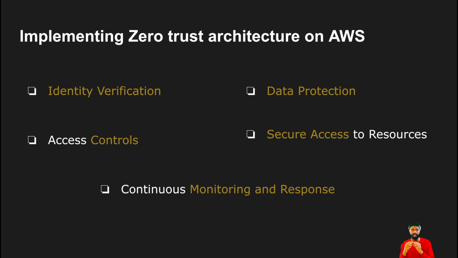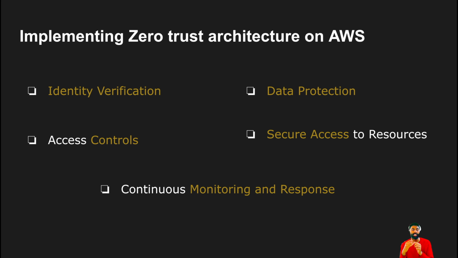The second area of implementing Zero Trust is access controls. So you can enforce least privilege by using IAM roles with well-scoped permissions. You can also leverage attribute-based access control to restrict access based on the user attributes.